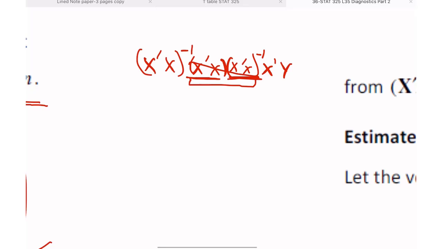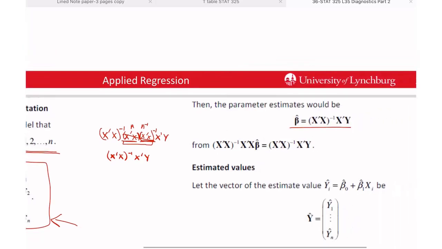And so I end up with x prime x inverse, x prime y. Okay? Because those two cancel, because I can say that is A, and this is A inverse. If A has an inverse, it has to be a square matrix. So if A is a square matrix, it can have an inverse. It may not be able to, but square matrices are the only ones that can really have a regular inverse. And when you take a matrix times its inverse, you get back the identity. And so that's how we get to this quantity here.